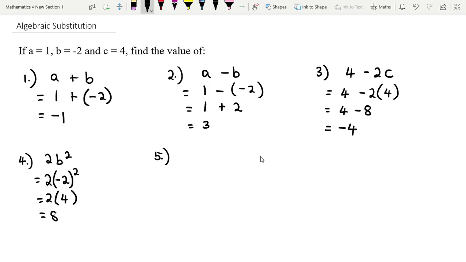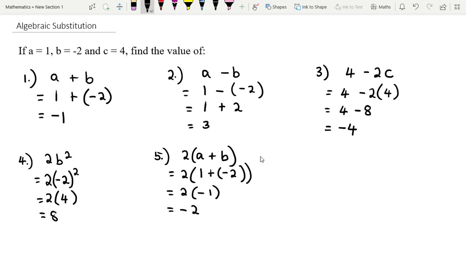Right, let's look at another example. Number 5, 2a plus b. So we got 2, and our value of a is 1. Plus the value of b is -2, and so therefore we're going to say brackets first. 1 plus -2 will give me -1, and a positive times a negative will give me a negative, and 2 times 1 is 2.